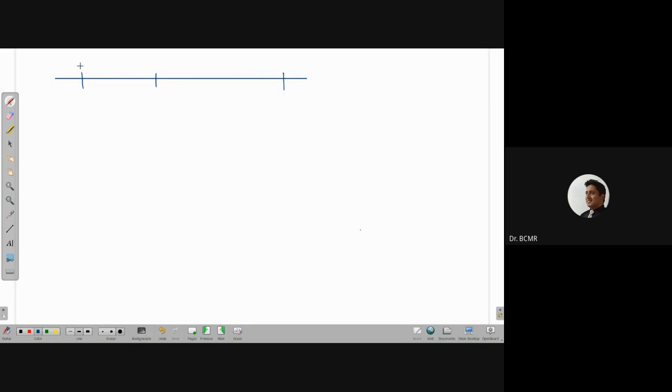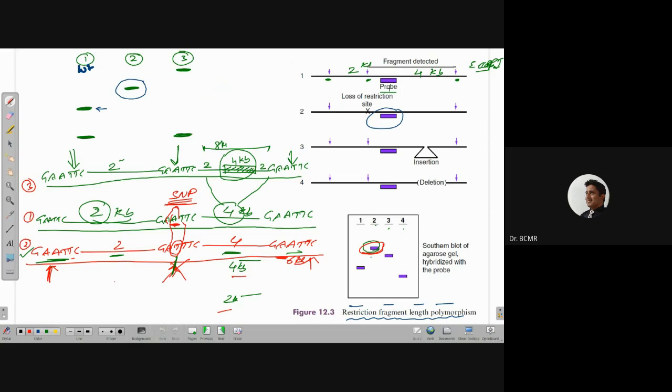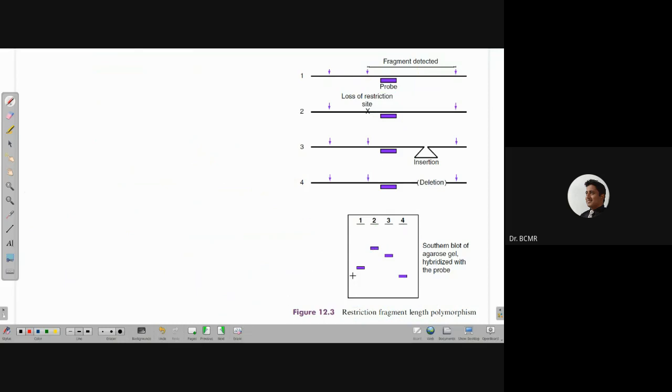I'm going to draw a sequence. Okay, I have an EcoR1 site, EcoR1 site, and EcoR1 site. And the probe that I'm choosing will cover from here to here. That means the probe can bind to this part of the sequence as well as this second part. The first one we'll say is 2 kb, and the later one is 4 kb. This is the same setup as what I am choosing here. I will try to erase it and we will see.